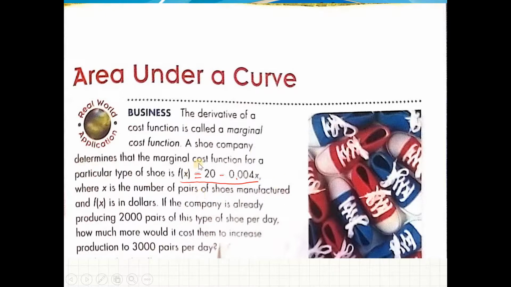It's the cost function, where x is the number of pairs of shoes manufactured and f(x) is the cost in dollars. If the company is already producing 2,000 pairs of this type of shoe per day, so now the production is 2,000. How much more would it cost them to increase the production to 3,000 pairs?